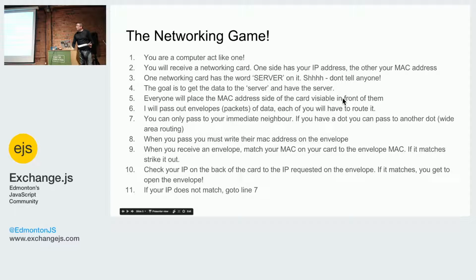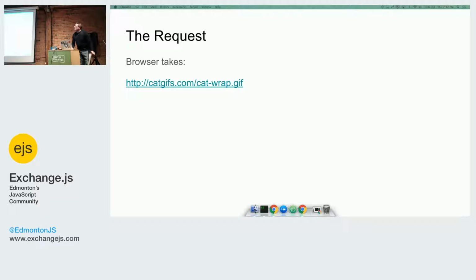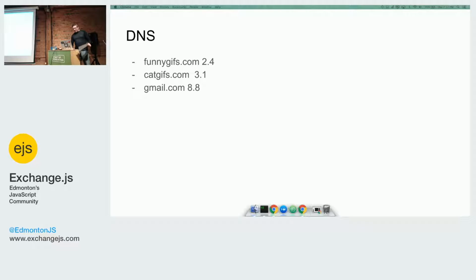Anyways, I'll come back to these slides so you can look, and if you get confused, you can ask me. Basically, the first thing we're going to do is send a request. I'm going to send a request for catgifts.com/catwrap.gif because I really want to see cats. Yes, HTTP, I know. I don't want to make this way more complicated.